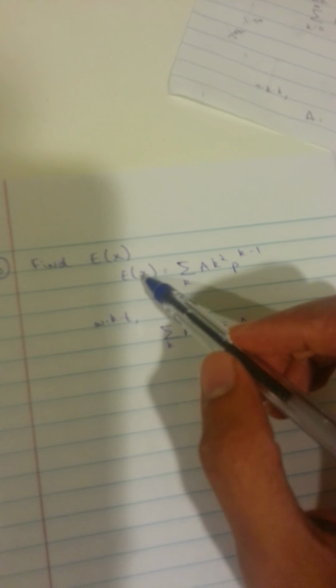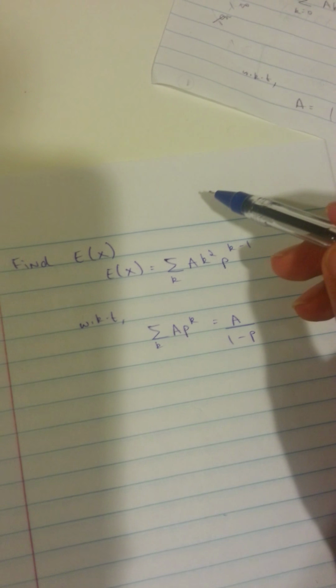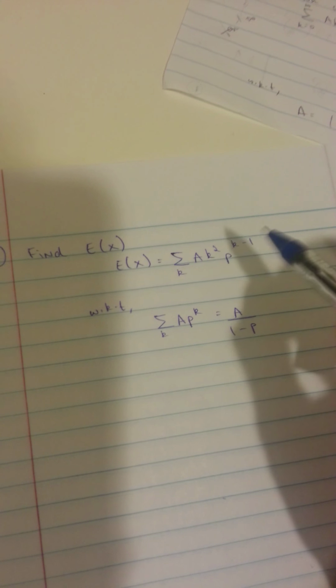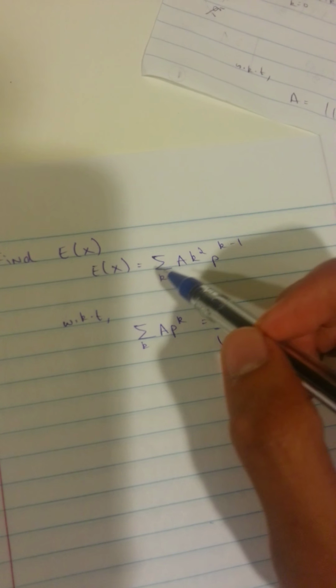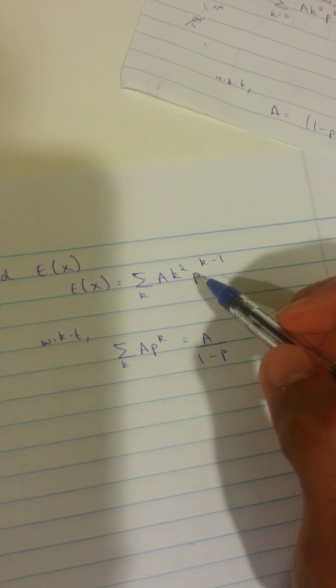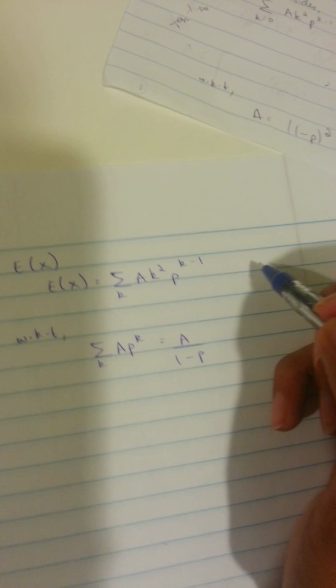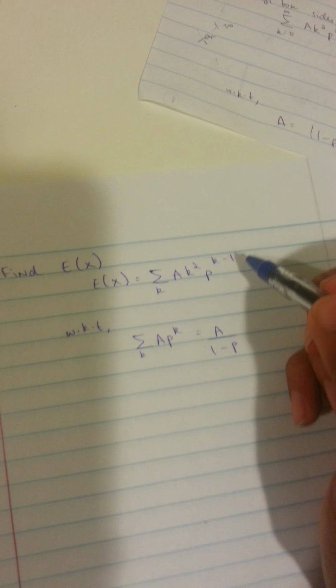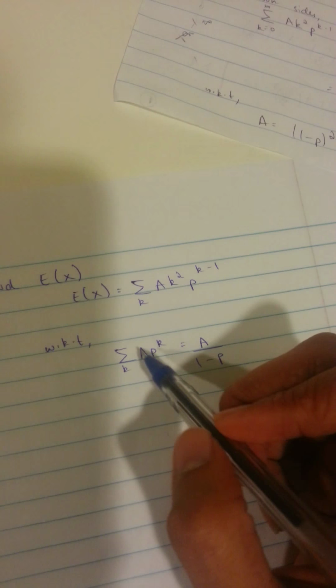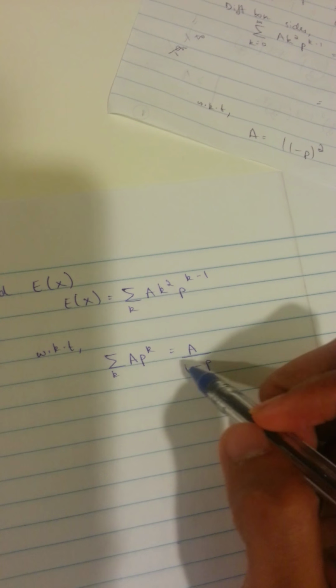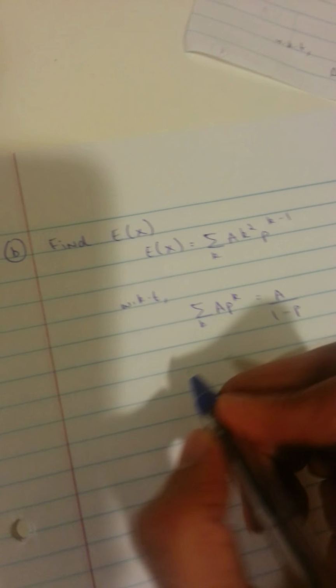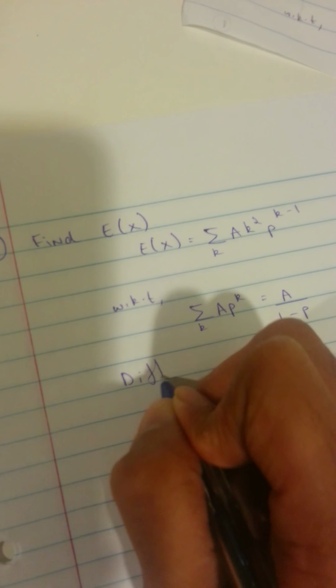Now the second sub question says find e of x. So we know that e of x is the integral from minus infinity to infinity of x into f of x dx. But in this case, e of x is the summation over k of a k into p to the power k minus 1 into k. So that becomes a k square p to the power k minus 1. Now we know that summation a into p to the power k is equal to a by 1 minus p. So now let's differentiate both the sides.